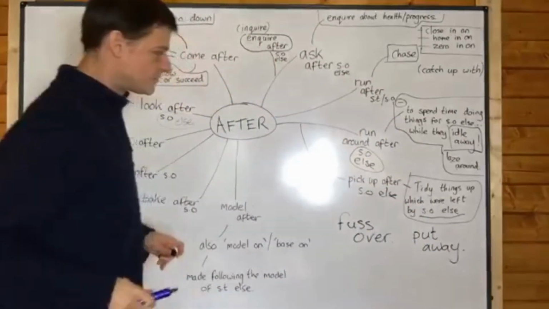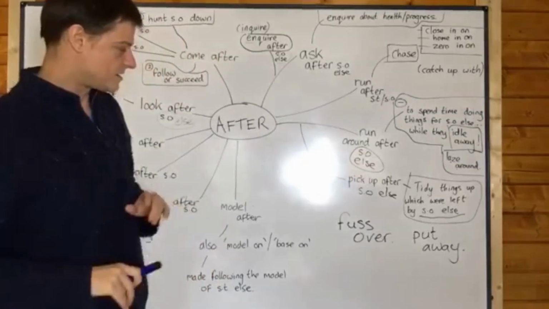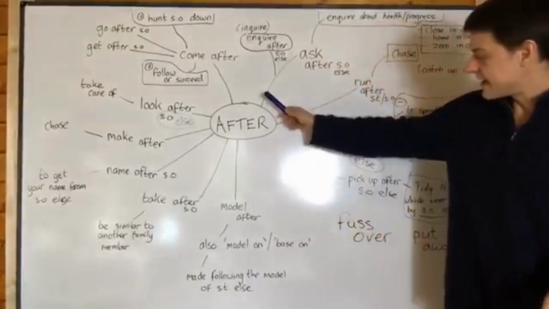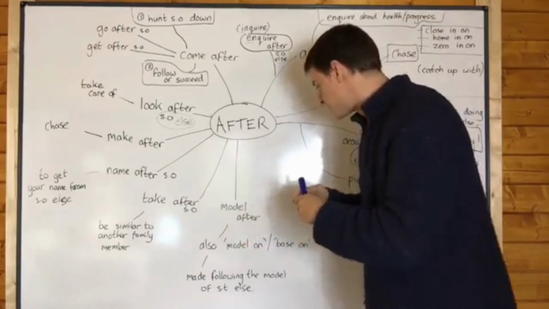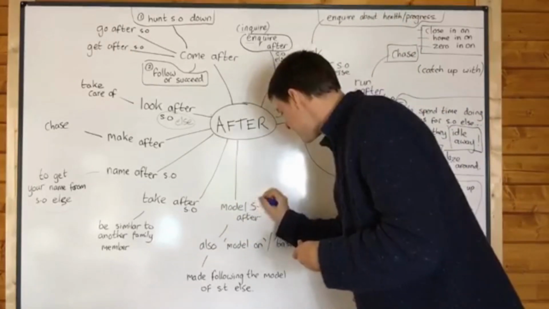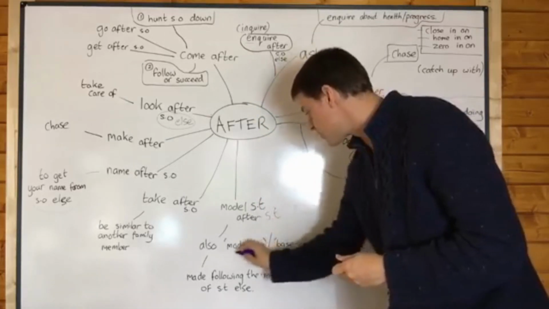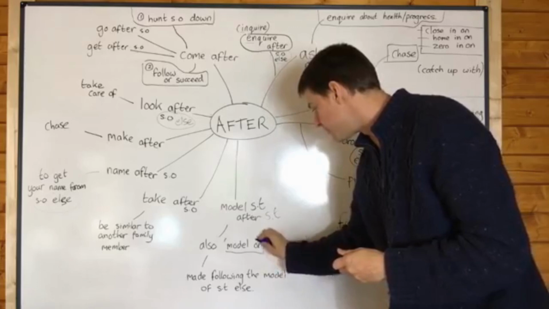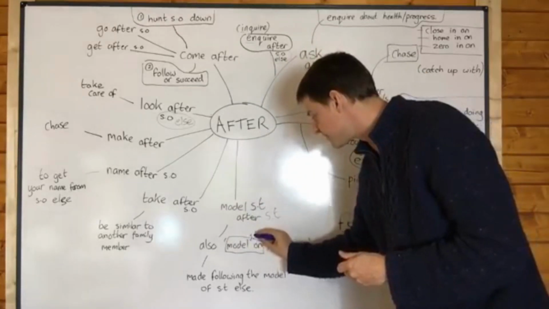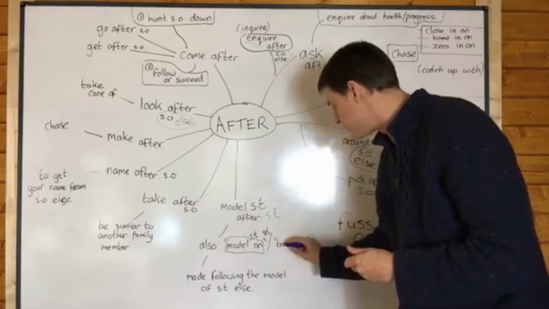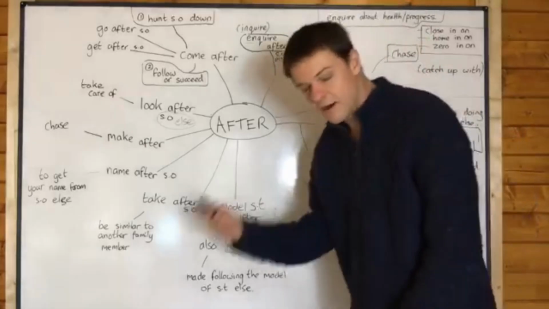So yeah, quite a few phrasal verbs there. And remember these two, they're really quite useful. Okay, if you model something after something else, it means you base it on that other thing, or you model it on. I think this one's more common, by the way, than model something after. It's exactly the same. Model something on something else, or base something on something else. Model something after something else.